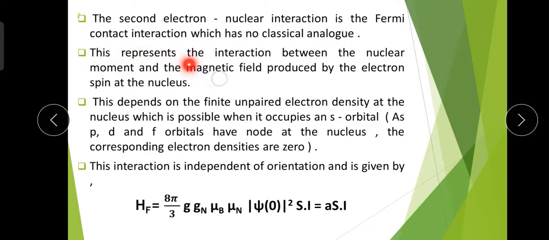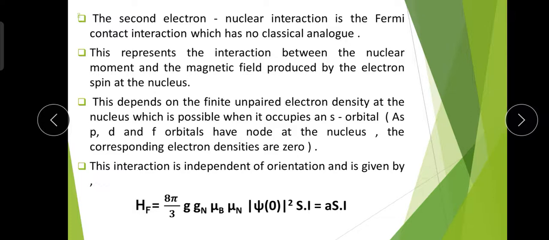So this represents the interaction between the nuclear moment and the magnetic field produced by the electron spin at the nucleus. That means if we consider an electron that has a spinning motion, due to its spinning motion it has a magnetic moment and we get a magnetic field.